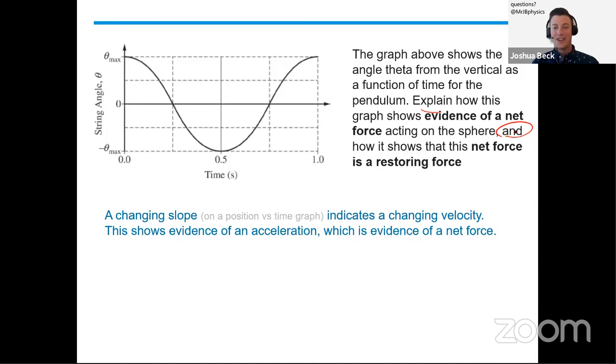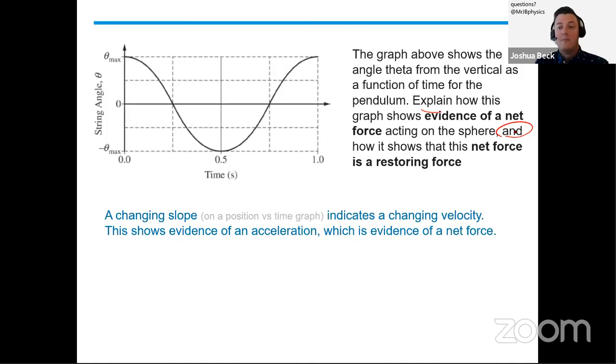Well, if my velocity is changing, that means that there's an acceleration. And if there's an acceleration, then there has to be a net force. Not just forces, but a net force, right? So evidence for a net force is visible in this graph because my slope changes, which means my speed changes. And if that speed or velocity is changing, then that means there's an acceleration. And the only time we have an acceleration is if there's a net force. So that's great evidence for a net force.